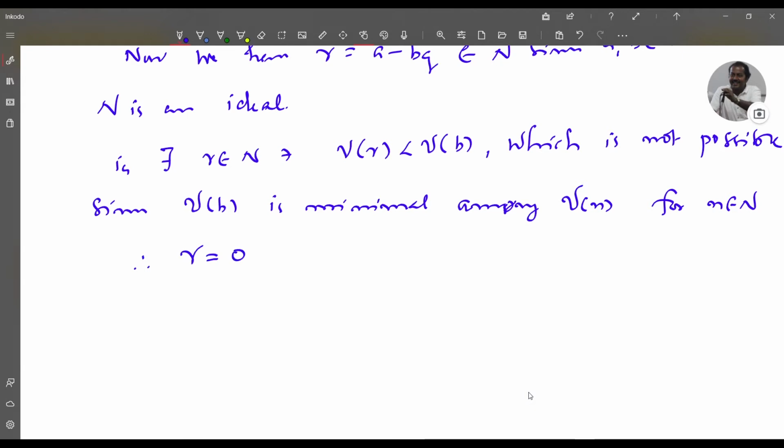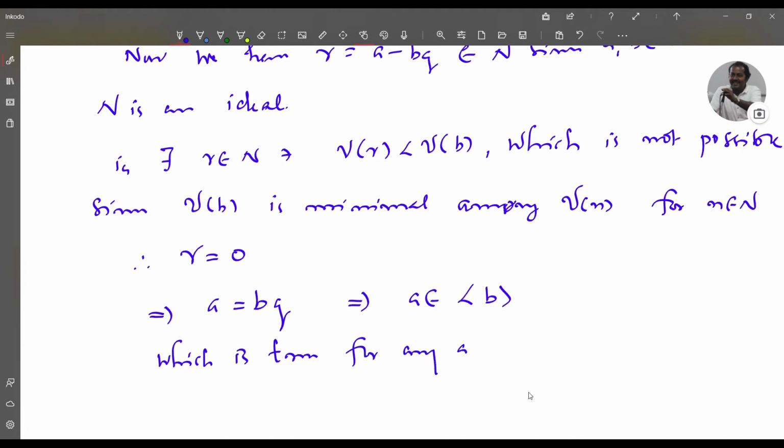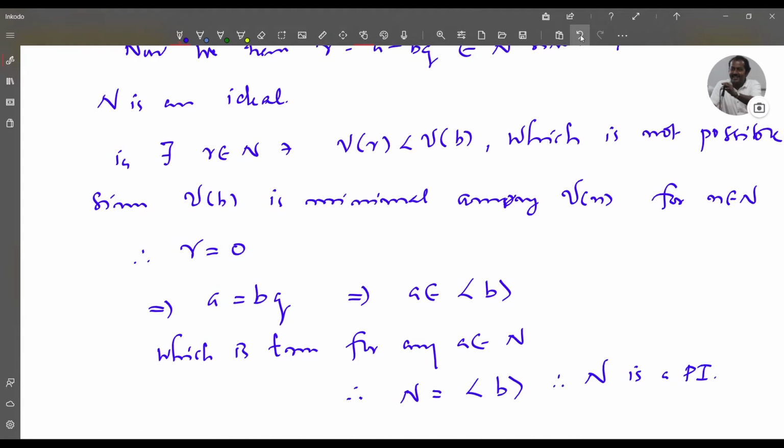So A is equal to B times Q, or A belongs to the ideal generated by B. This is true for all A in N. Therefore, N is the ideal generated by B. This implies N is a principal ideal. Therefore, every Euclidean domain is a principal ideal domain.